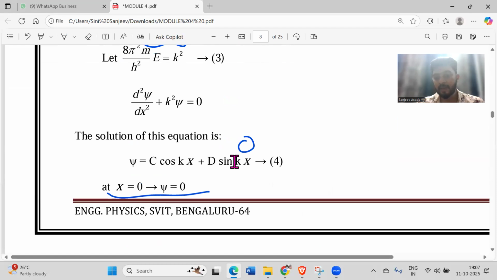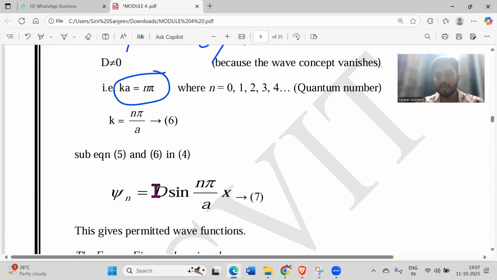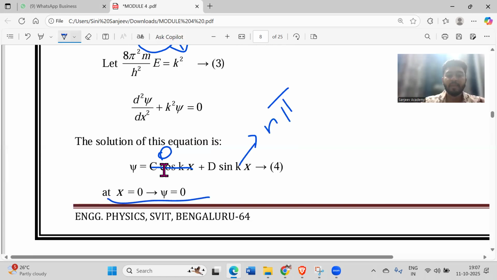Okay, so what is my K value? N pi by A. And what is C value? 0. That's the reason you can't find C here. In this equation I'll be putting the values. So what is C value? I'll just erase this D thing. What is Z value? 0 I got. So this term is gone. Instead of K, what I'll put? N pi by A. So D sine N pi by A x is equal to psi. I got it. Simple only.